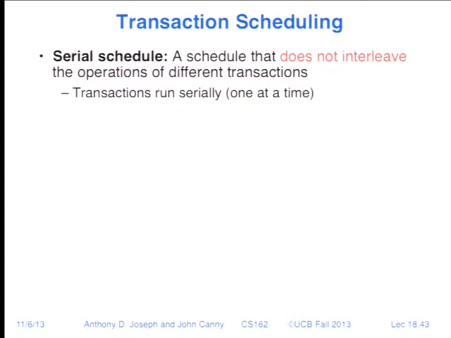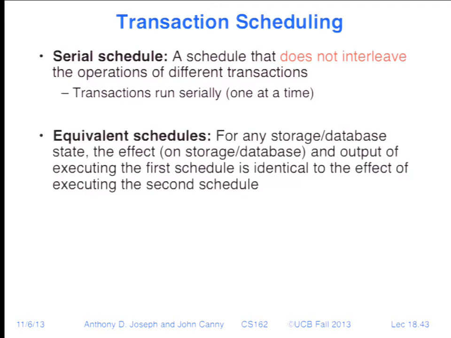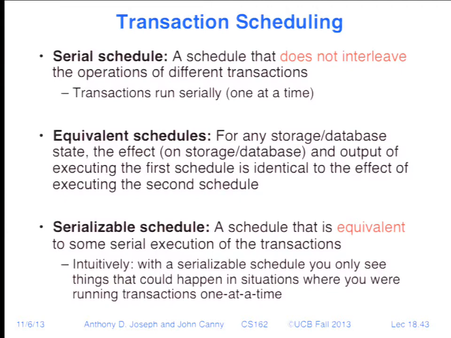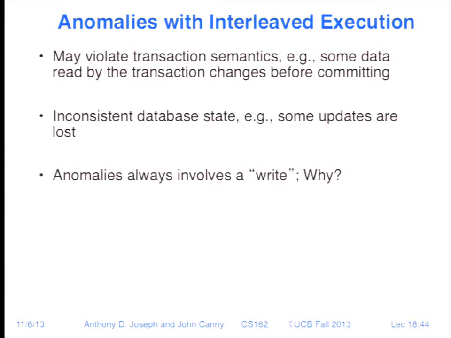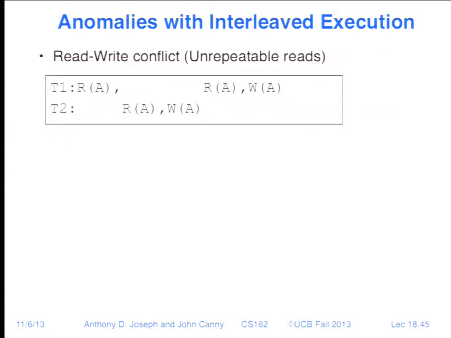So a serial schedule is one that does not interleave the operations. So it's one of the two examples we just saw. Equivalent schedules are any other schedule that we can show is equivalent to one of those serial schedules. All right. And a serializable schedule is one that's equivalent to some serial execution. So it's going to do the same operations as though they were performed one transaction at a time. OK. So we can do a variety of things that are not safe, though. So let's look at some of those.